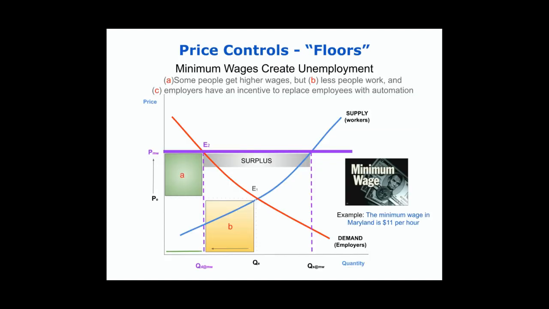The first type of intervention is a price control, in this case a price floor, and the minimum wage is a great example of a price control, a price floor.